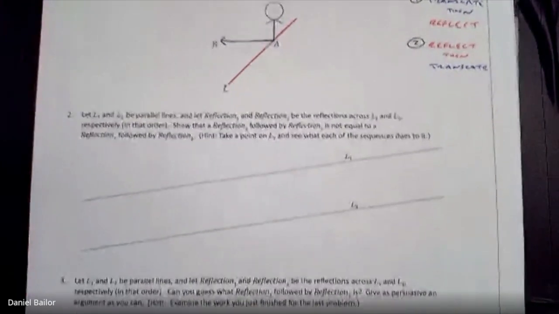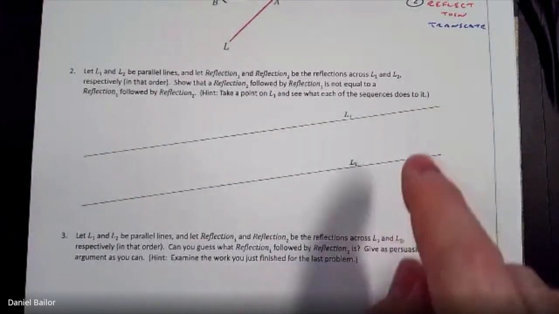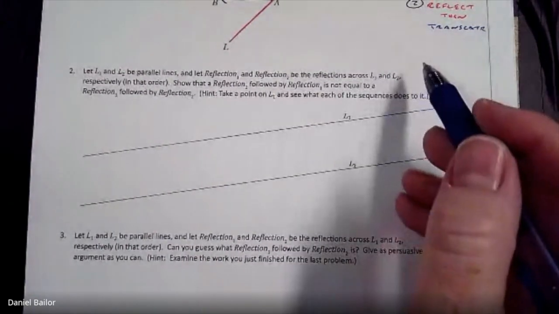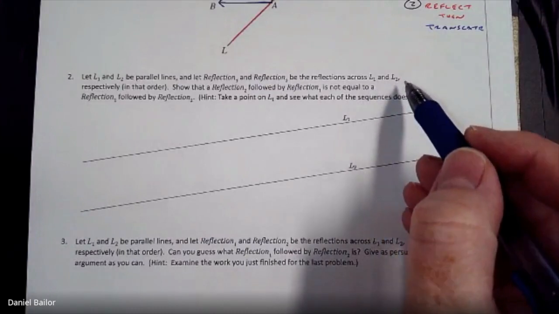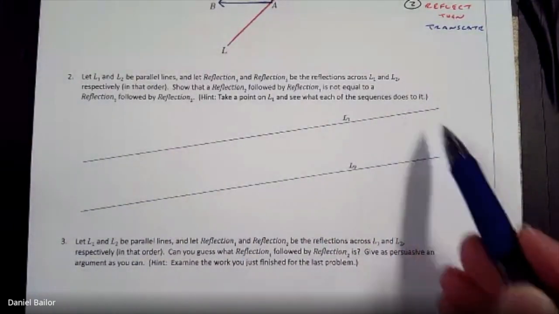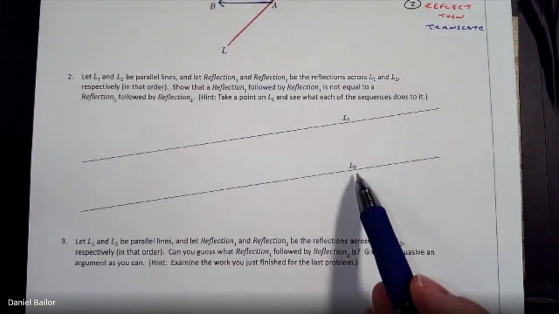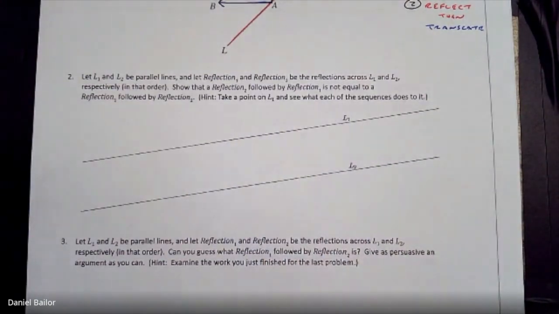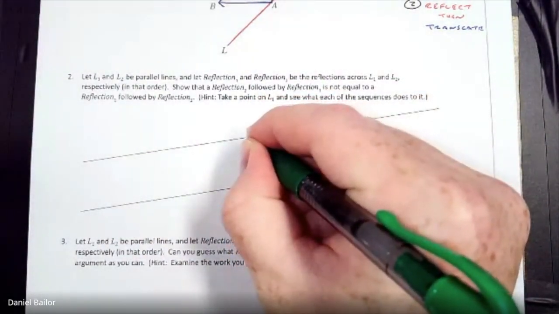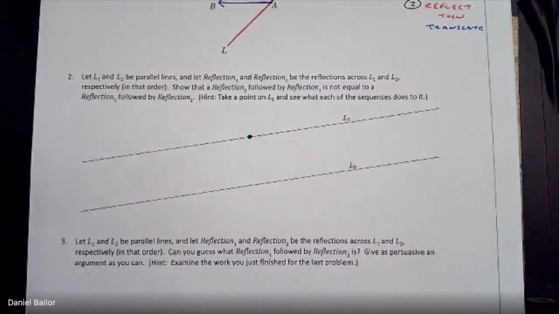For number 2, it says you have parallel lines, L1 and L2, and you're going to reflect L1 and L2. So what you're going to do is flip L1 over L2, and then flip L2 over L1. So this is a fun little reflection activity. What they suggest is to just put a point somewhere on L1.